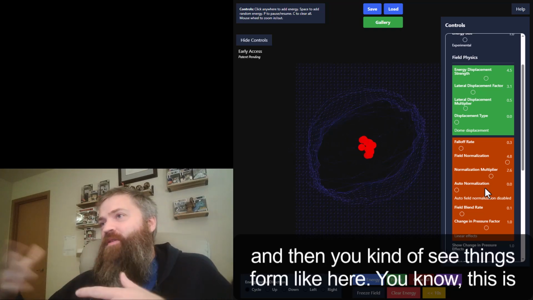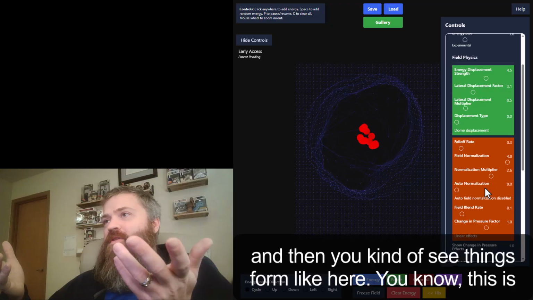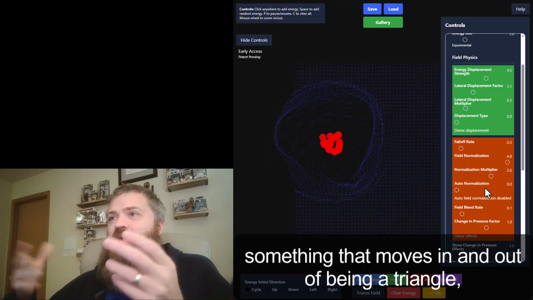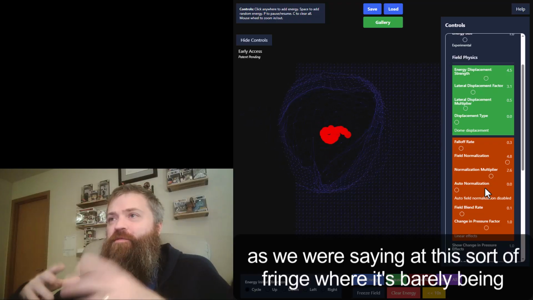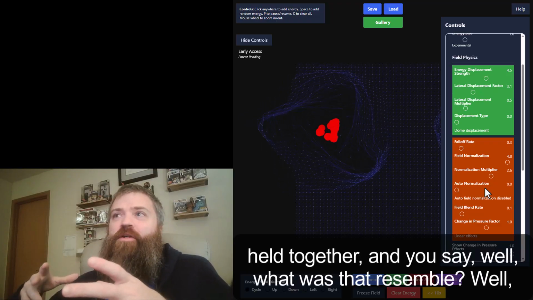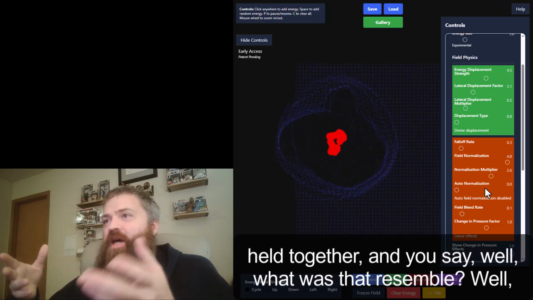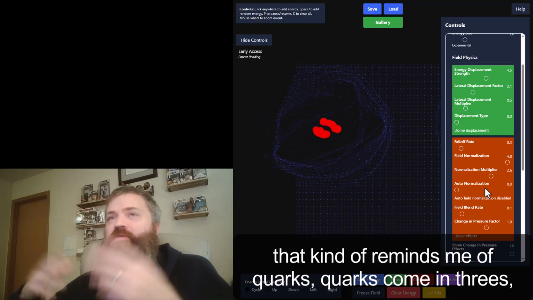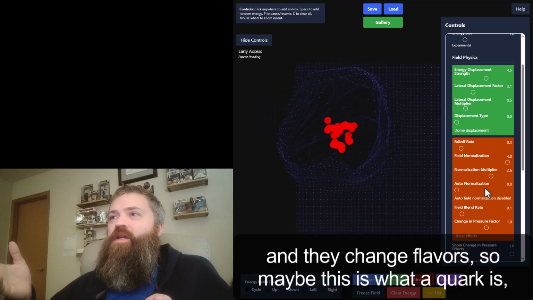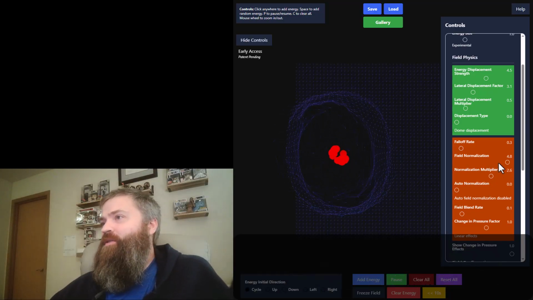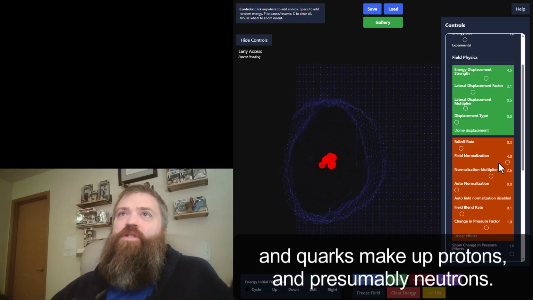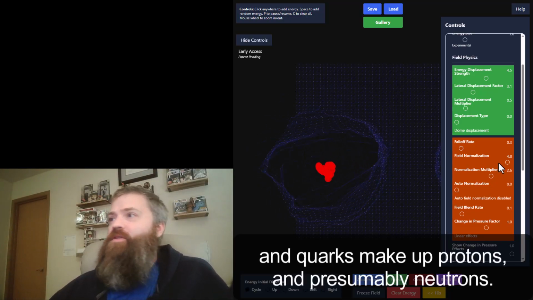And then you see things form like here. This is something that moves in and out of being a triangle, as we're starting at this sort of fringe where it's barely being held together. And you say, well, what does that resemble? Well, that reminds me of quarks. Quarks come in threes, and they change flavors. So maybe this is what a quark is. And quarks make up protons and presumably neutrons.